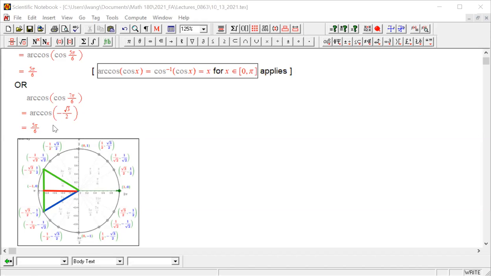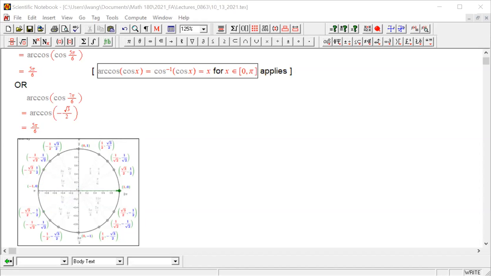You can also go straightforward, just do the ratio, right? You get a negative root 3 over 2. And then you know your answer has to be between 0 and pi. Therefore, you get the terminal 5 pi over 6. So there's more than one way to get it, right?